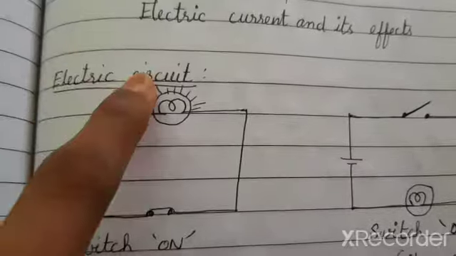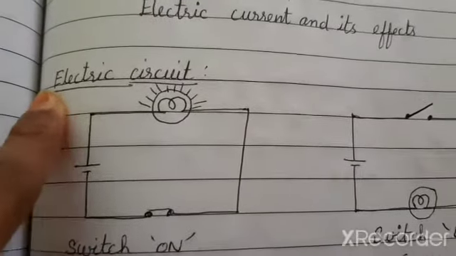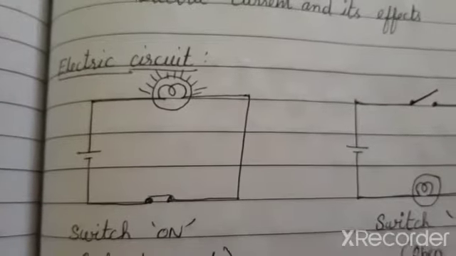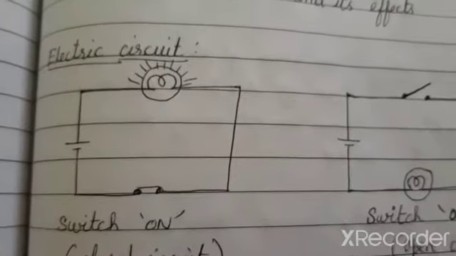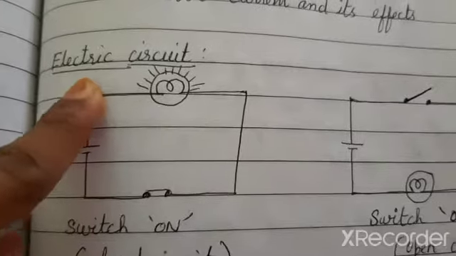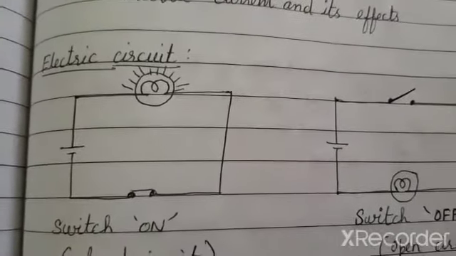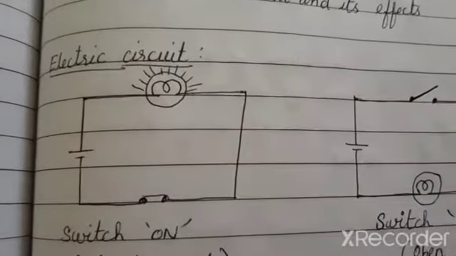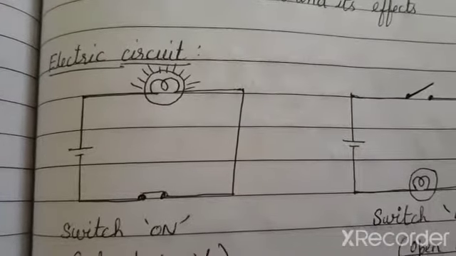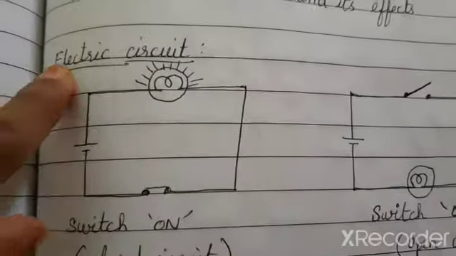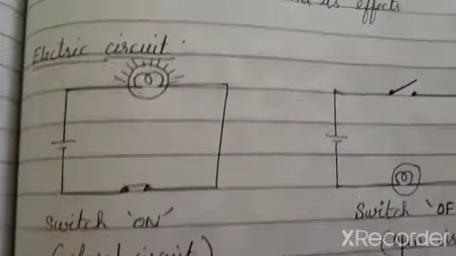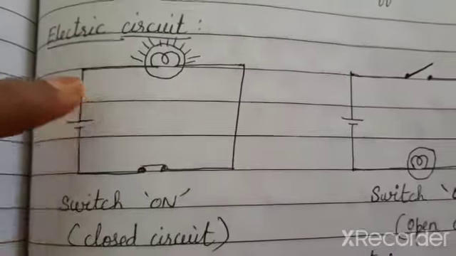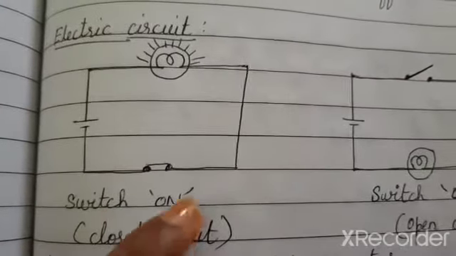An electric circuit is nothing but you are going to use all the components which we learned and connect them and allow the electricity to pass through them. Okay, so whenever you are connecting the components and if you allow the passage of electricity through them, it behaves like an electric circuit. Okay, so this is an electric circuit with its switch in on position.